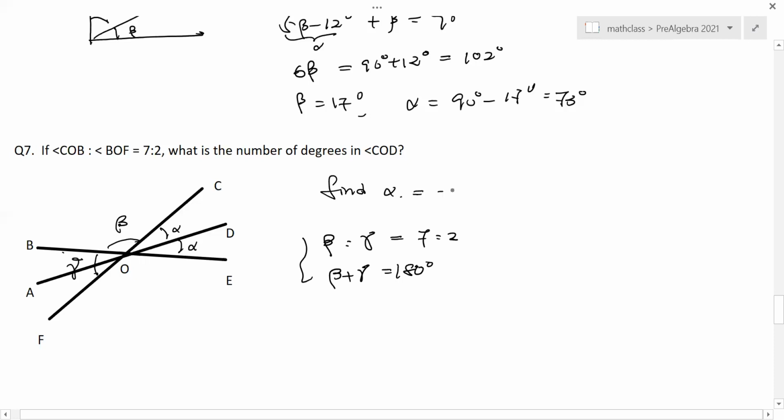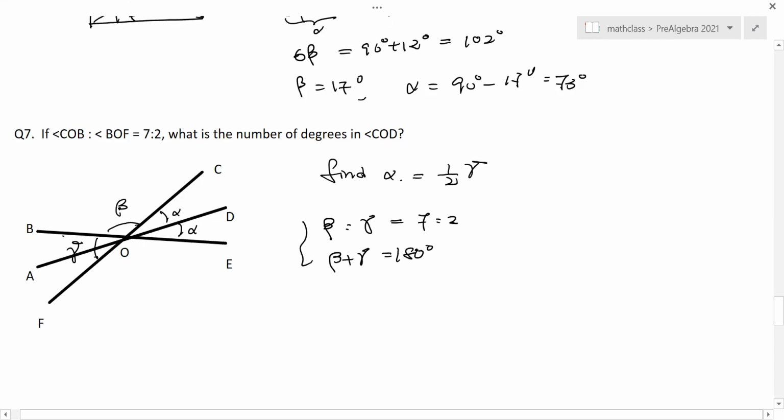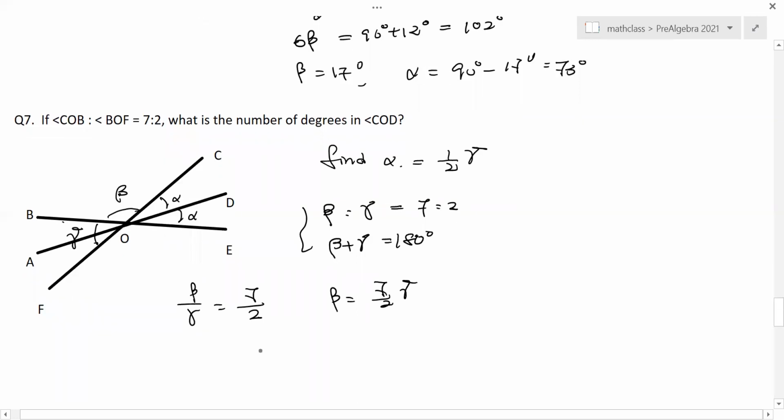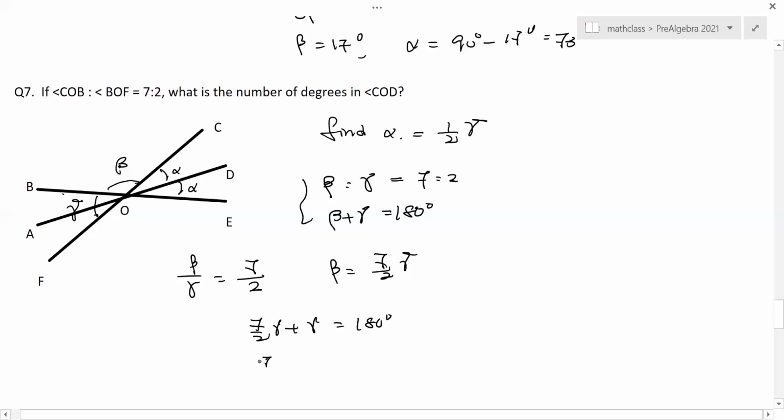Because alpha is going to be half of gamma, right? So I just need to find gamma. When you set up this equation, the rest is simple. If we are given the ratio, how can I find gamma? Well, beta over gamma equals 7 over 2, so beta is 7 over 2 gamma. Plug it into the second equation: 7 over 2 gamma plus gamma equals 180 degrees. So that is 9 over 2 gamma equals 180 degrees.